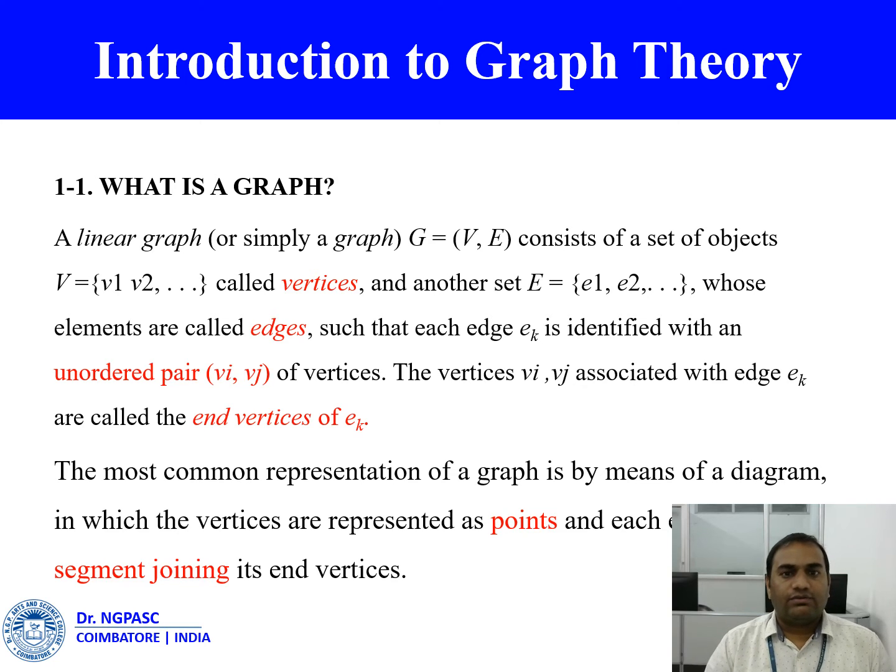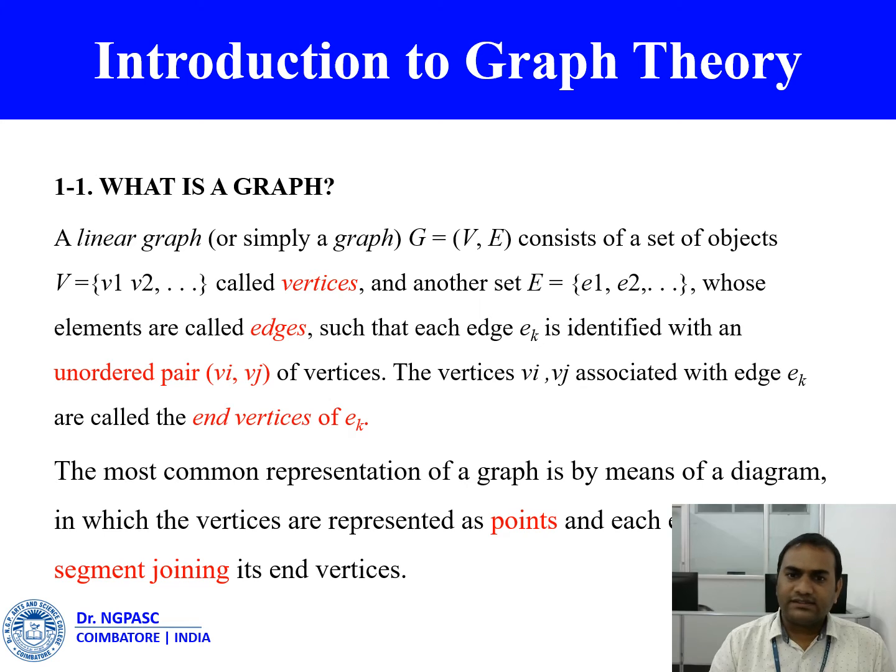First, what is a graph? A graph or a simple graph is denoted as capital G of the pair of symbols V and E. Here V is the set of vertices like V1, V2, V3, and E is the set of edges denoted by E1, E2, E3. Here each edge Ek is identified with an unordered pair Vi, Vj of vertices.